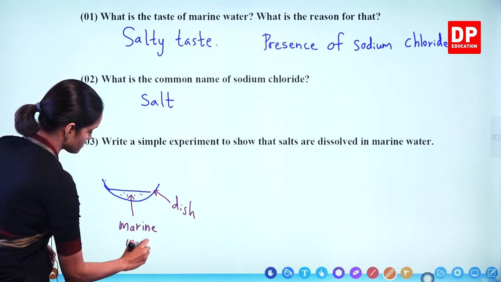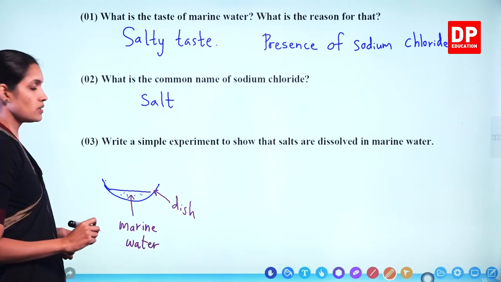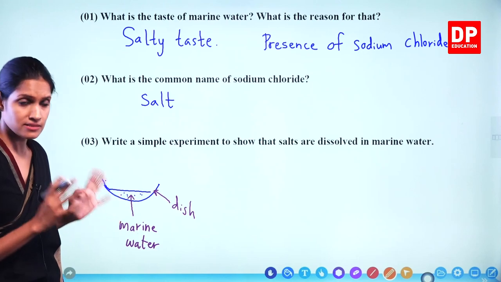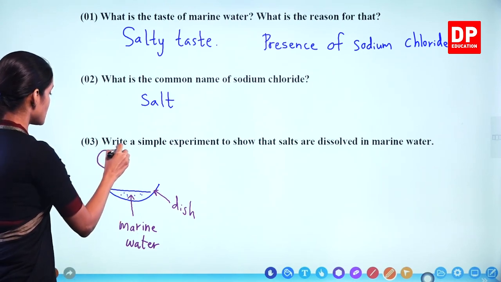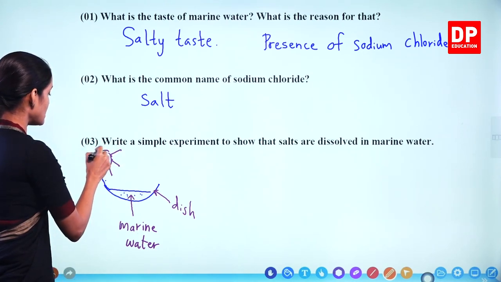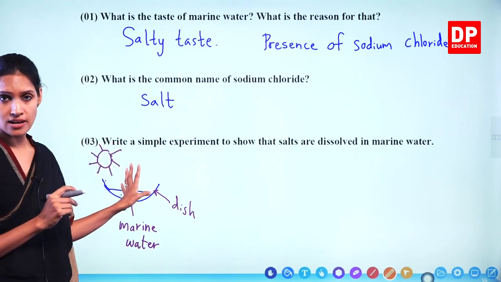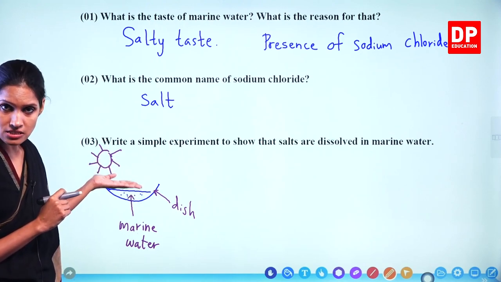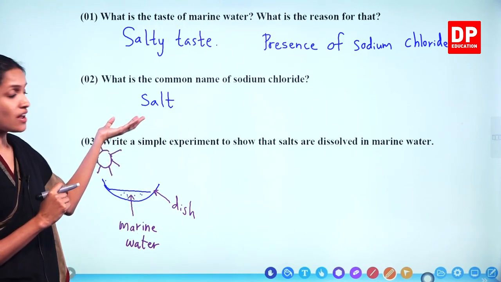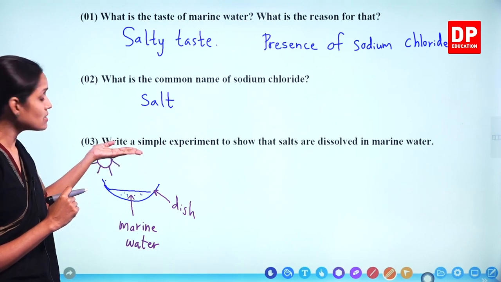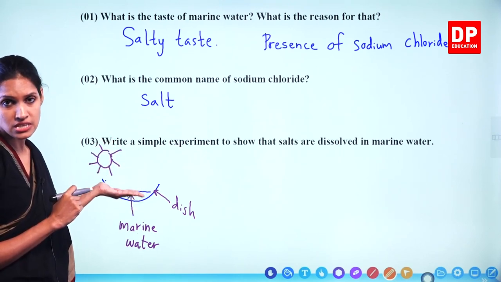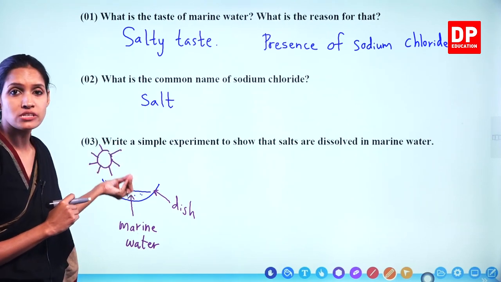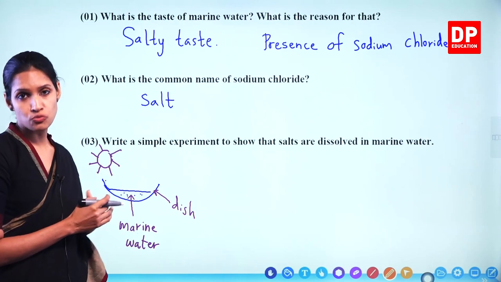Marine water. Then what you have to do is leave it outside under the sun. You will realize that because of the heat of the sun, the water present in this dish will evaporate and finally the salt will remain at the bottom of the dish. Thereby you can prove that salt is present in marine water.